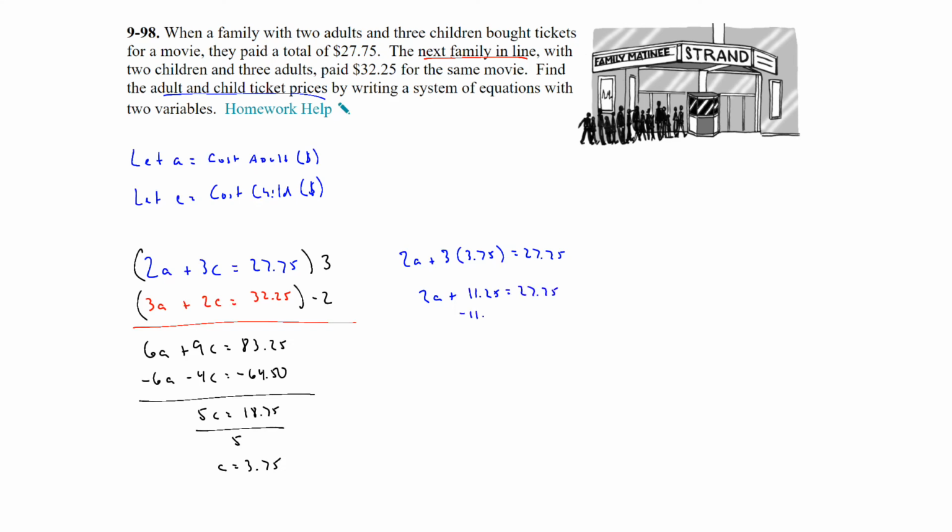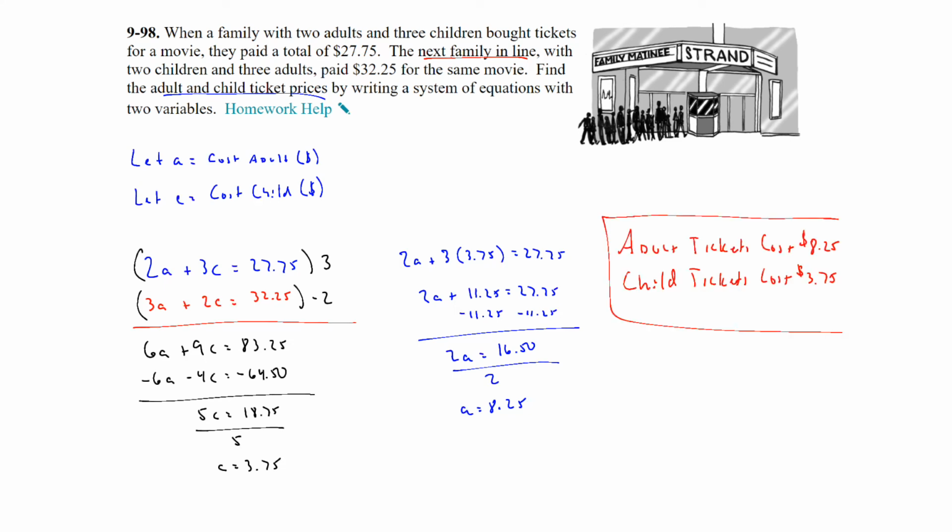$27.75, and then we'll subtract $11.25 from both sides. So 2a will equal $16.50, divide that by 2, and a will equal $8.25. So let's make sure we answer the question. It wants to know the adult and the child ticket prices. Make sure you put labels on that as well. And so once again, adult tickets cost $8.25 and children tickets cost $3.75.